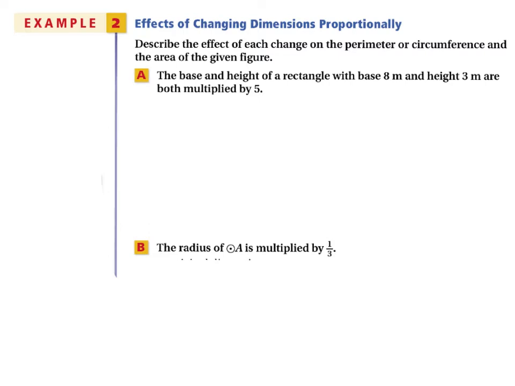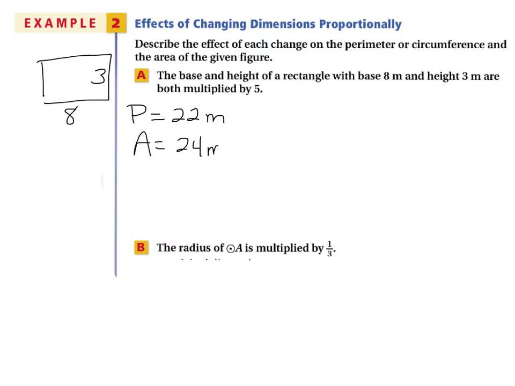So let's find the perimeter first. We have a base and height of a rectangle of 8 and 3 meters. So the perimeter would be 22 meters, and the area would be 24 square meters. If we multiply both of them by 5, do you think the perimeter is going to be multiplied by 5? Do you think the area is going to be multiplied by 5?